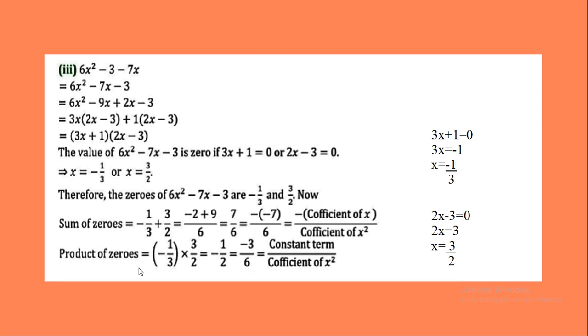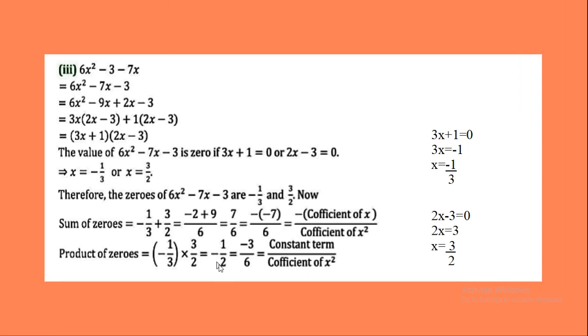Next is the product of zeros. This product of zeros can be written as minus 1 by 3 into 3 by 2, and that is equal to minus 1 by 2. And to make it in the form of the constant term by coefficient of x square, we can write it as minus 3 by 6. This minus 3 by 6 is also equal to minus 1 by 2.